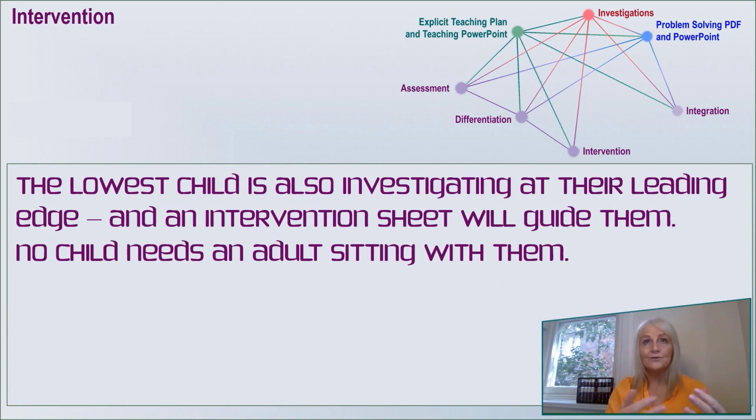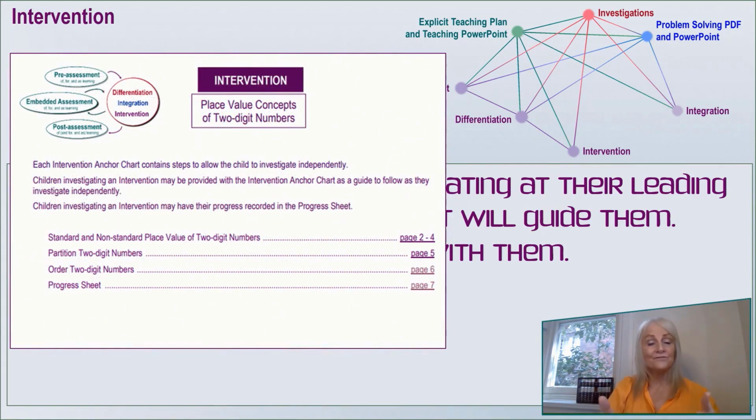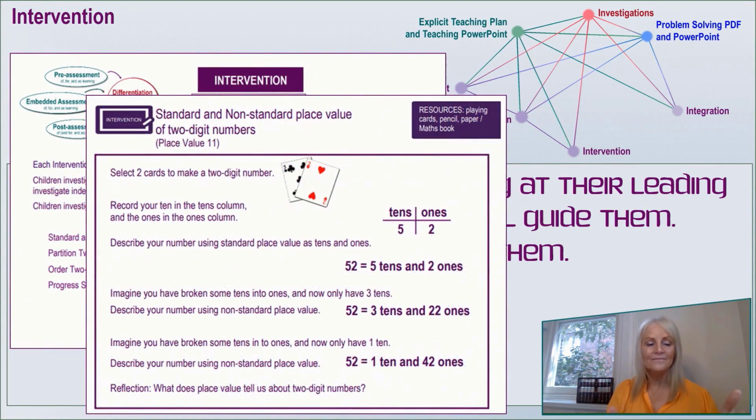Now just because, say for example, they're in year 4 or 5 and their leading edge is 2-digit numbers, which in the syllabus is year 1, it's still their leading edge. They are still able to investigate at their leading edge independently. So by providing for them their own intervention sheet, they can have that on their table in front of them.